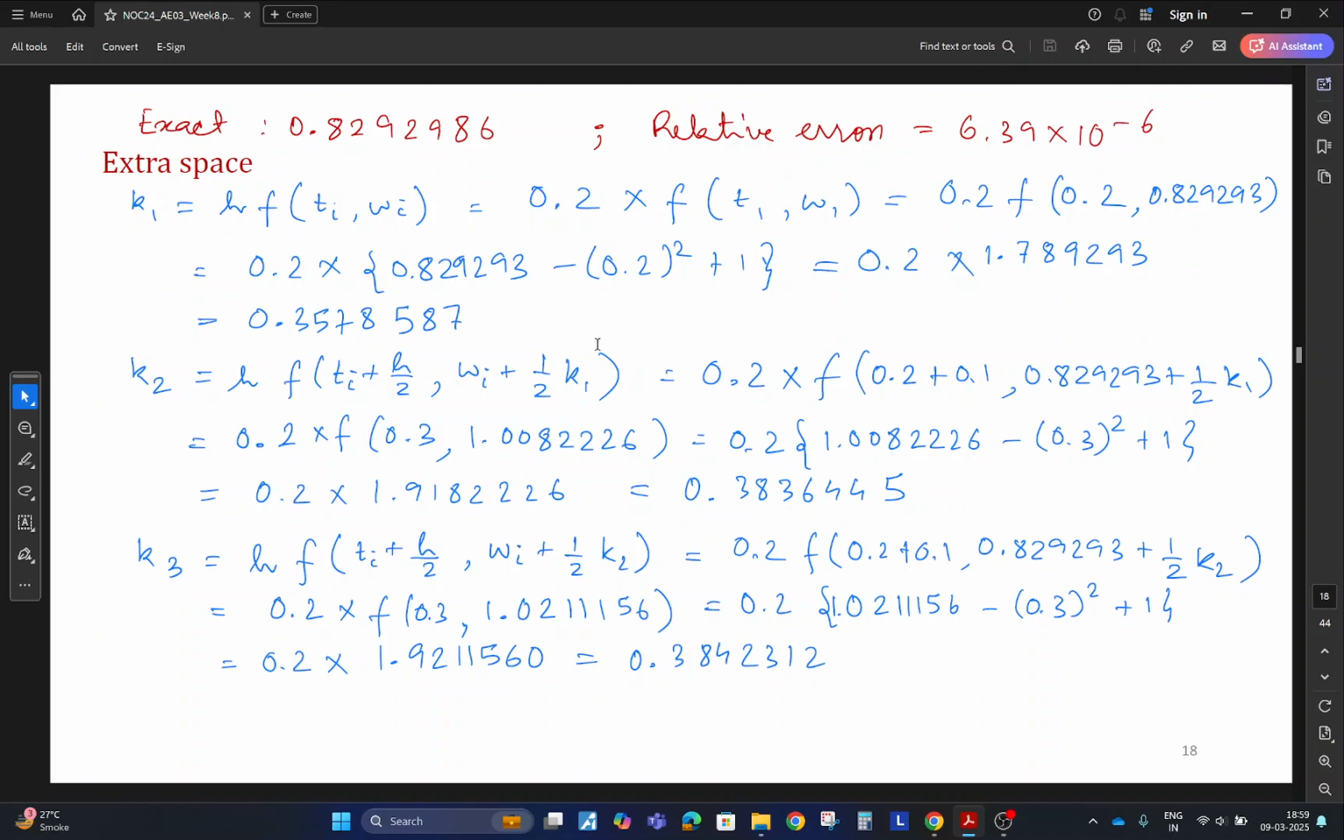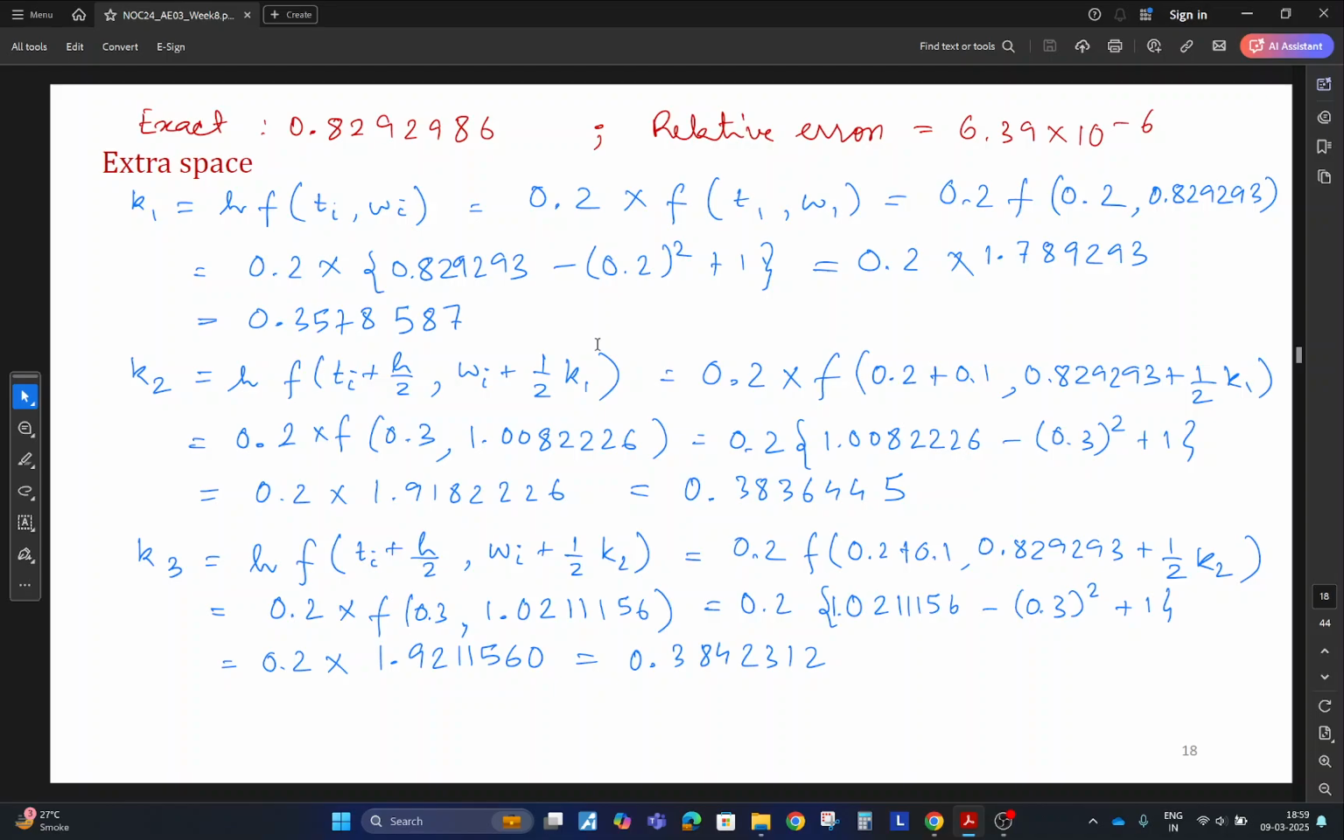I have also calculated the exact value of W at the end of this iteration, and this should be equal to 0.8292986. Thus, the relative error is of the order of 10 power minus 6. Now, for this iteration, i equal to 1, we can further evaluate the other quantities k1, k2, k3, k4, which will again be useful in the next iteration.